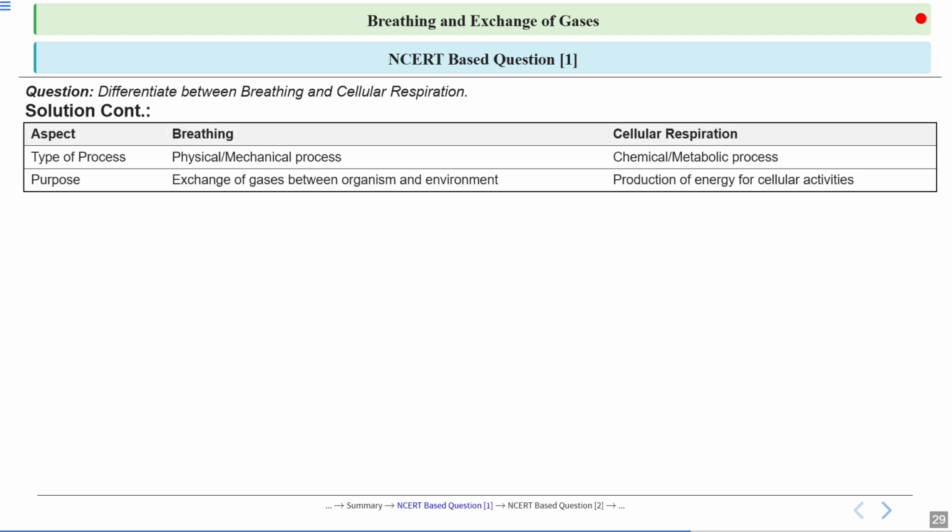Now you can see breathing is a physical or mechanical process. Cellular respiration is a biochemical or metabolic process. Now in breathing, exchange of gases occurs between organism and environment, and in cellular respiration, there is a production of energy for cellular activities.